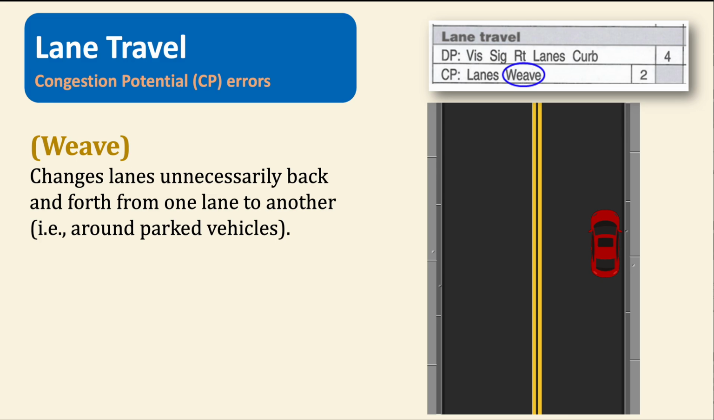The last penalty under lane travel is weaving. So anytime an applicant changes lanes unnecessarily back and forth from one lane to another, for example, around parked vehicles. So they're riding too far over here and they say, whoop, I'm going to go over to the left and back over to the right, and they're just weaving in and out. It causes some congestion issues. For that reason, it's a 2-point error. This is pretty uncommon. You probably won't score this very often, maybe several times per year.